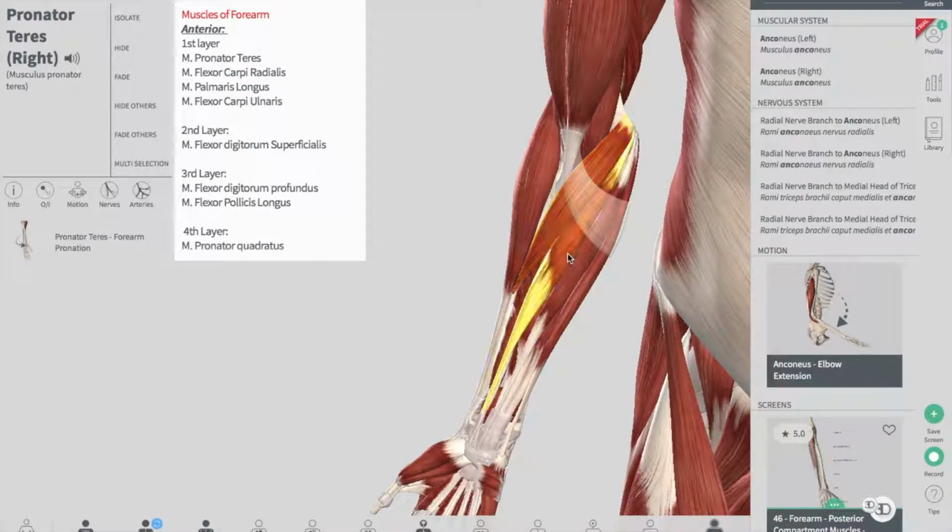And then the next muscle is musculus flexor carpi radialis. Musculus flexor carpi radialis originates at the epicondylus medialis and the fascia antebrachii.